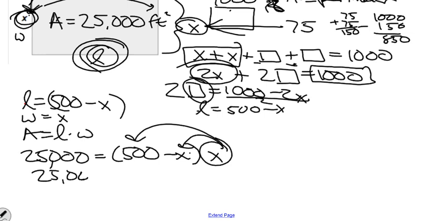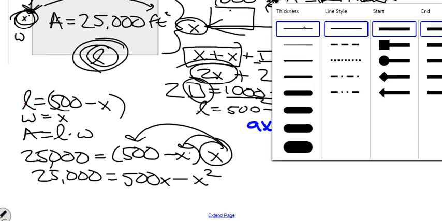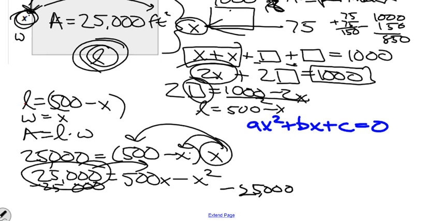So 25,000. I said 2,500 before. I apologize. 500x minus x squared, because that's what you get when you distribute this x to both of these. And now I remember this has to look like the thing we're always looking for, ax squared plus bx plus c equals 0, right? That's what we want. So that's what we're looking for, and we have to recognize that this has to go over here. So if I subtract this from this side, I have to subtract it from this side as well, right?